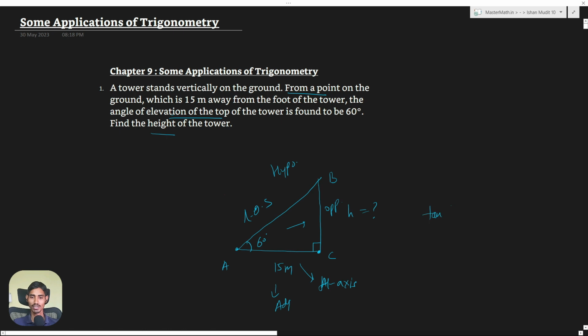So which trigonometric ratio relates opposite and adjacent? Tan. So tan 60 is equal to BC length by AC. This is root 3, BC divided by 15. So BC is 15 root 3 meters. Easy.